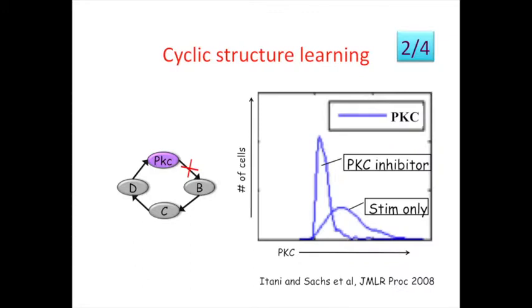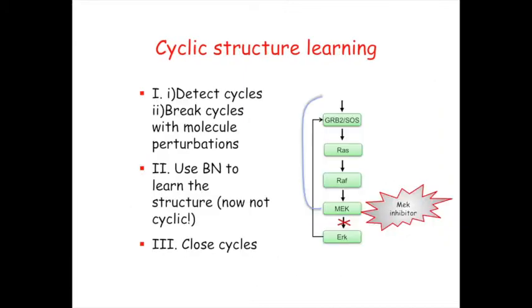Okay? And now I'm going to say, okay, well, what if I break that cycle open? Can I learn the cycle? Can I learn the network then? And so the outline of the algorithm is that here's, for example, a well-documented cycle in biology. What I'm going to do to try to learn it is detect the cycles, like I showed in the previous slide. Now I'm going to break the cycles open with an inhibitor that blocks activity. So here, I'm going to break MEK here. And now I'm going to use the Bayesian network to learn the structure, which is now not cyclic. And then I can close the cycles.